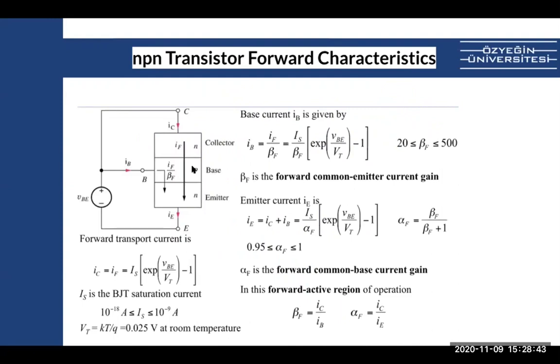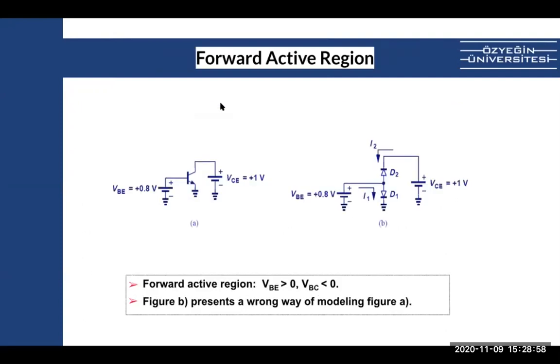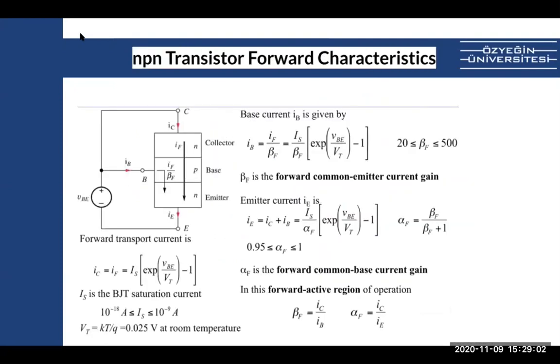So the transport mechanism, as we already know, in a forward biased diode is diffusion. So it's the same here. When the electrons move, they are diffusing from N to P, and holes are diffusing from P to N. But due to the doping, we have this ratio called beta. And that beta says the amount of electrons moving from the emitter towards the collector is beta times more than the holes getting into the base.